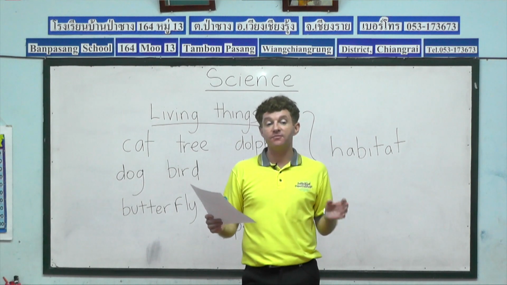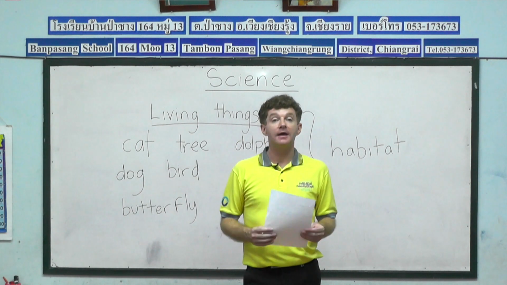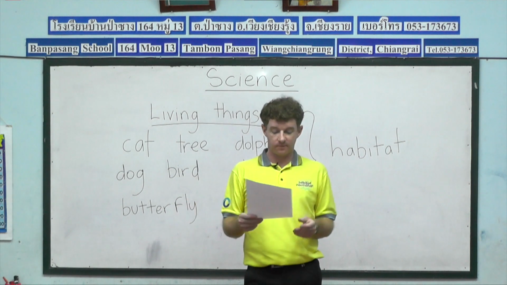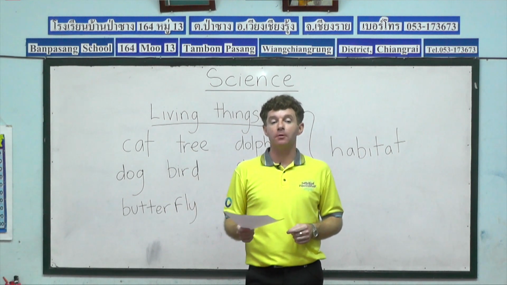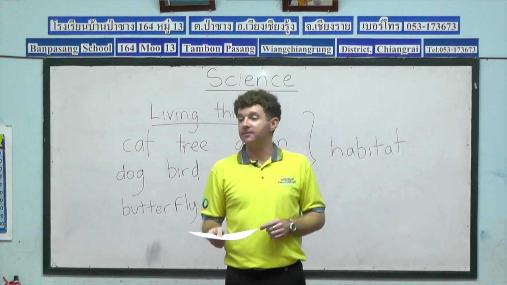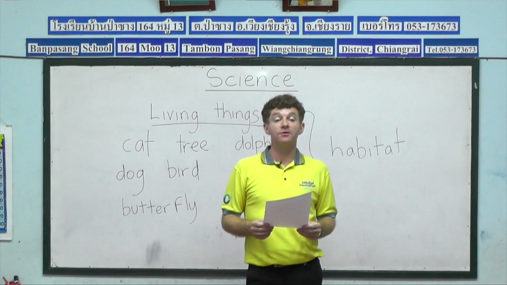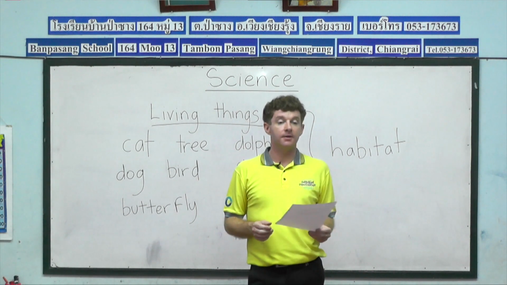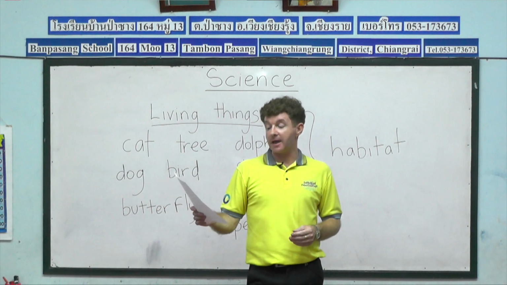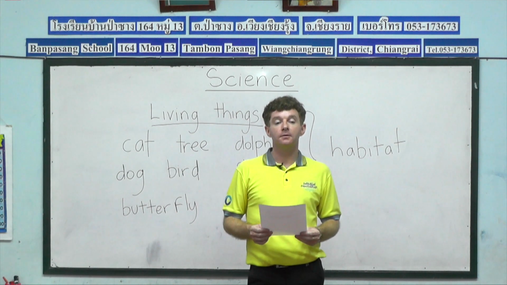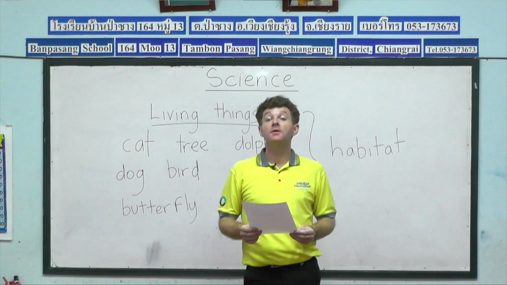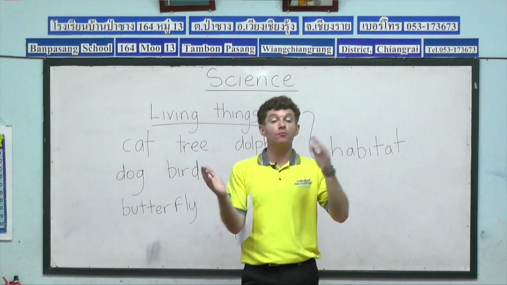Number 5, a frog lives in a pond. Number 6, camels, desert. And number 7, birds live in a nest. Very good. And the final one, jungle. Excellent, guys. That was very well done. Round of applause.